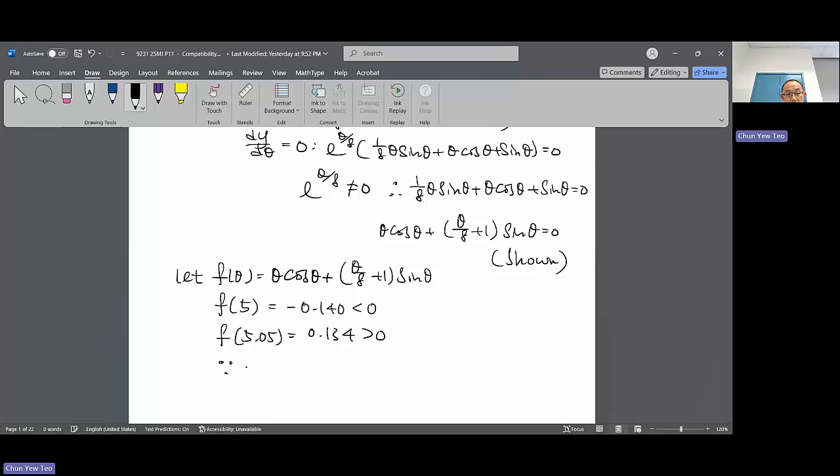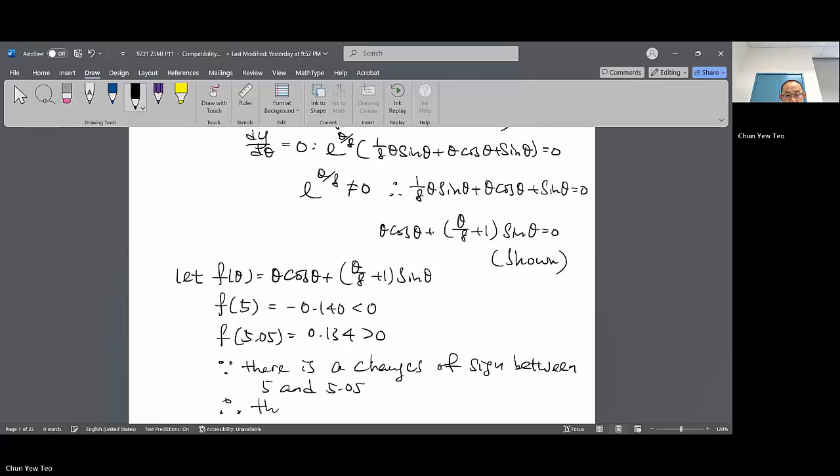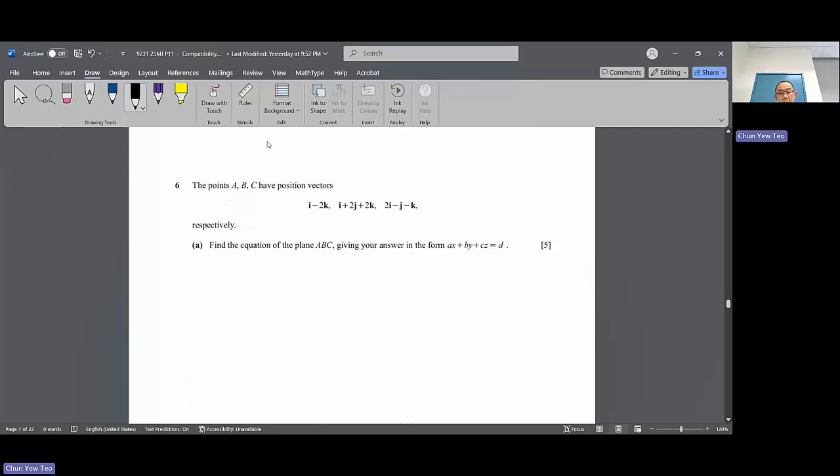So just say that because there is a change of sign between 5 and 5.05. Therefore, there is a root that lies between 5 and 5.05. Done. This will be the answer for question number 5. Now we move on to question number 6.